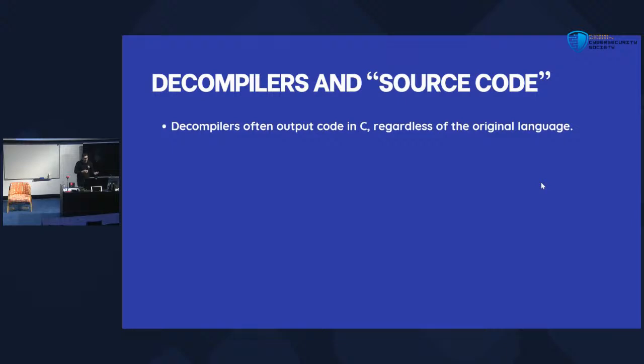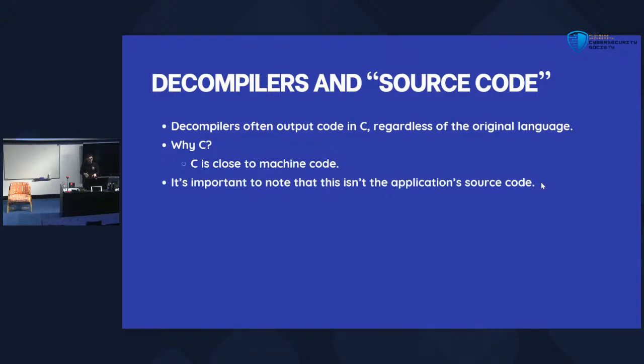Well, decompilers output code in C, regardless of the original language. And the reason for this is that C is close to the machine code. It is very easy to translate back into something like C. Well, not very easy, but it is easier than translating into something like Python or JavaScript, where you're going to a much higher level language. And so why C? Well, it's just low level. It's close to the machine code.